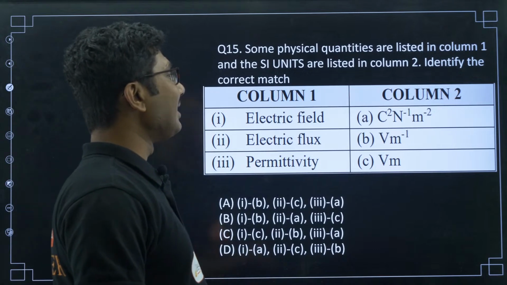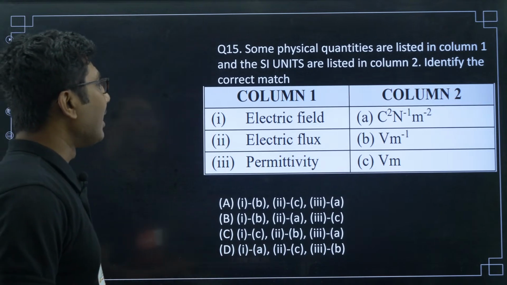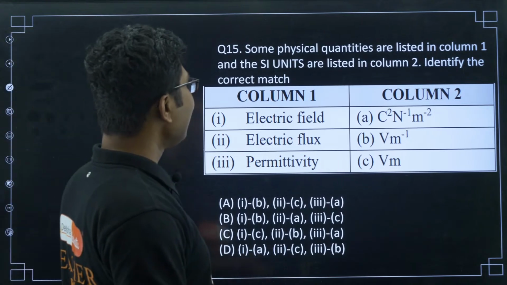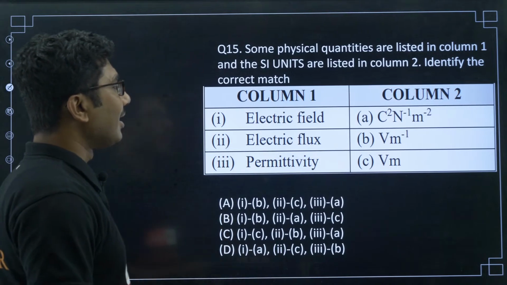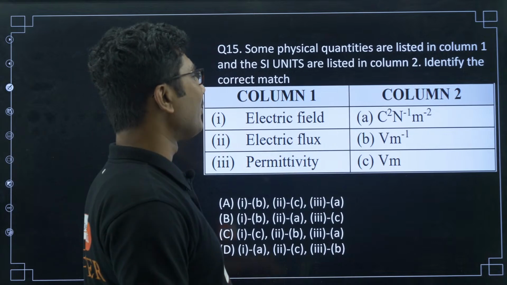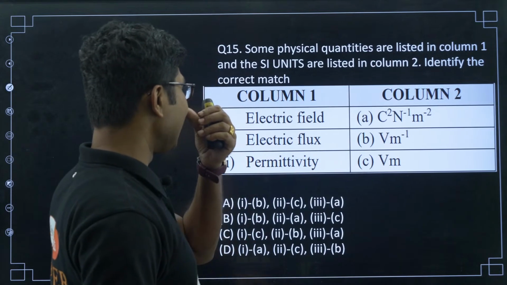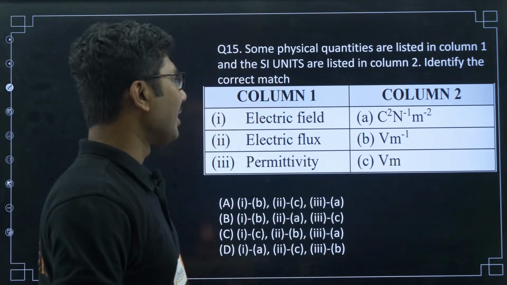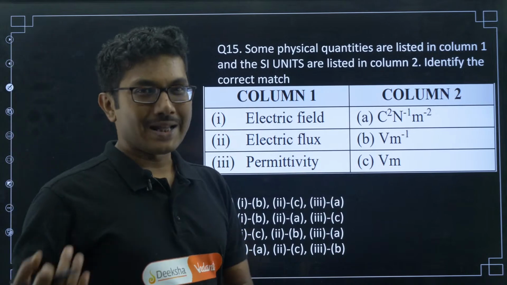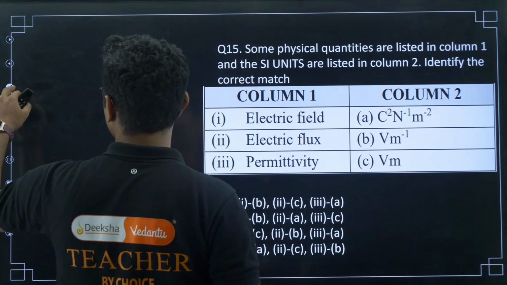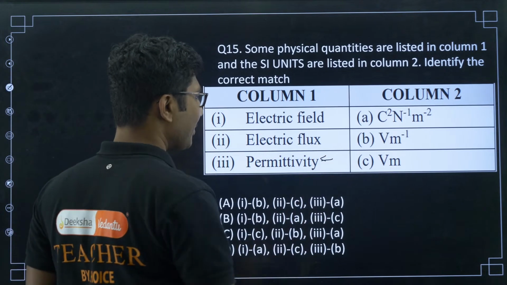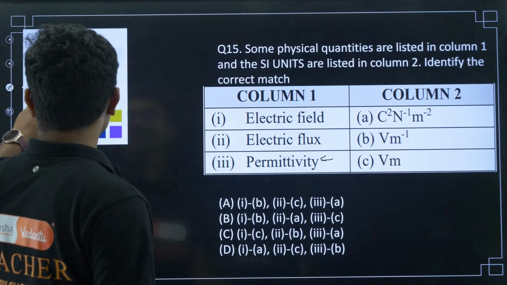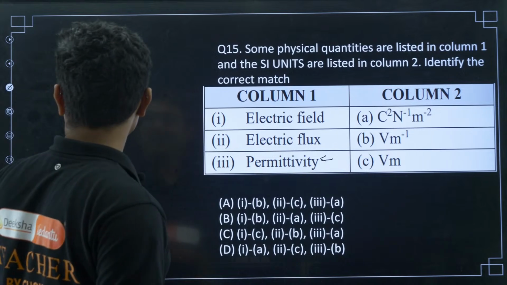Some physical quantities are listed in column 1 and the SI units are listed in column 2. Identify the correct match. Electric field, electric flux, permittivity. I will not tell you the answer, you have to figure out what the unit for electric field is, what the unit for electric flux is. The common units are not all given, but a hint I can give you is that permittivity is the most complex term, right. So, now you tell me the answer, what is the answer for this question?